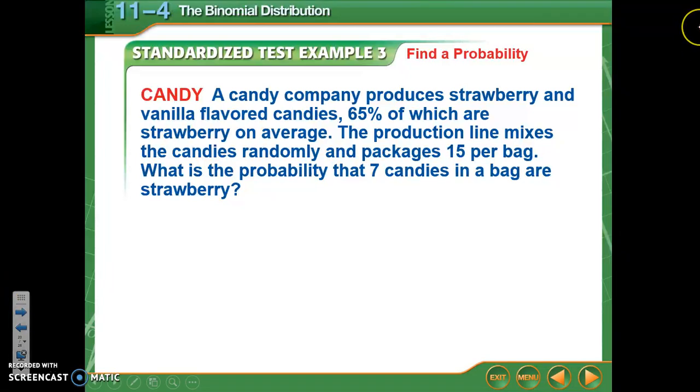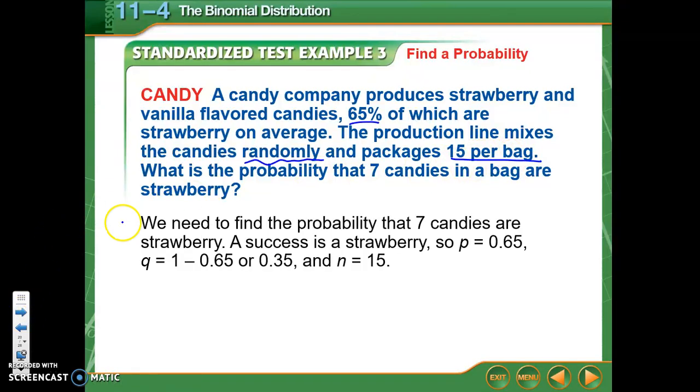So let's take a look at how this would work. It says a candy company produces strawberry and vanilla flavored candies, 65% of which are strawberry on average. Okay, so strawberry is 65%. The production line mixes the candies randomly and packages 15 per bag. What is the probability that 7 candies in a bag are strawberry? All right. So we need to find the probability that 7 candies are strawberry, and we're saying a success is strawberry, right? So the probability of success, p, is 65%, 0.65. The probability of failure is 1 minus that, or 0.35.